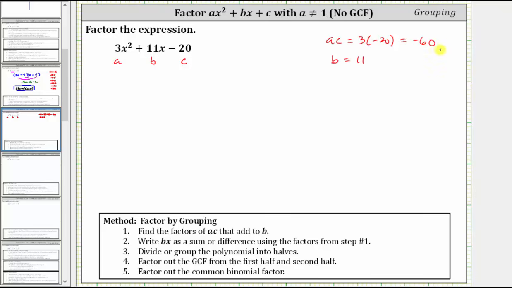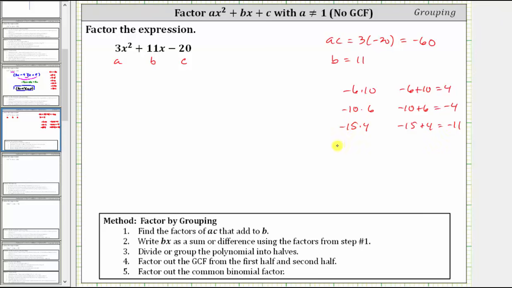So let's list the factors of negative 60 until we find the two that sum to 11. We have negative 6 times 10, but negative 6 plus 10 is positive 4, not 11. And we have negative 10 times 6, but negative 10 plus 6 is negative 4, not 11. Let's try negative 15 times 4, which does give us negative 60, but negative 15 plus 4 is equal to negative 11, not positive 11, which again means we need to use the factors with the opposite signs.